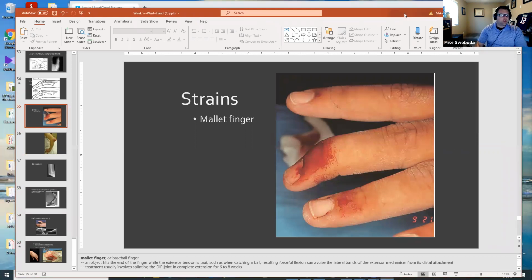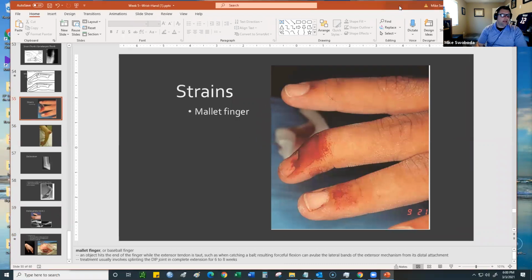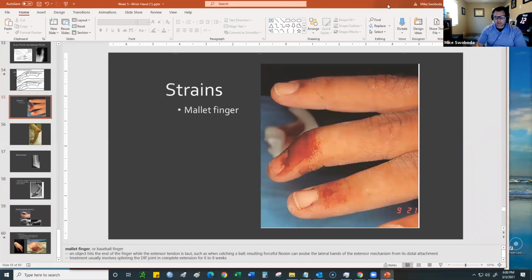All right, so I don't want to jump ahead here into the hip since we only have about 20 minutes. So we'll start that next week. Now, what kind of questions do you all have right now on wrist, hand, really anything related to the upper extremity?